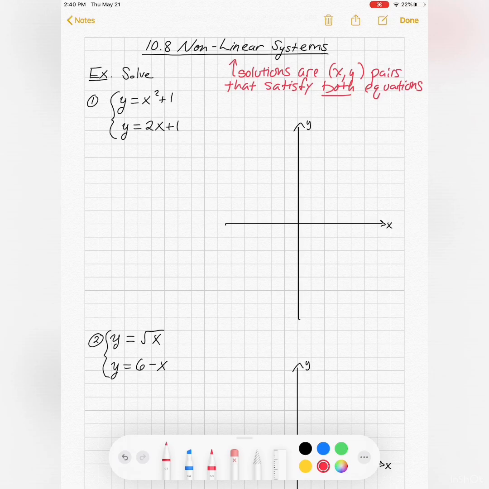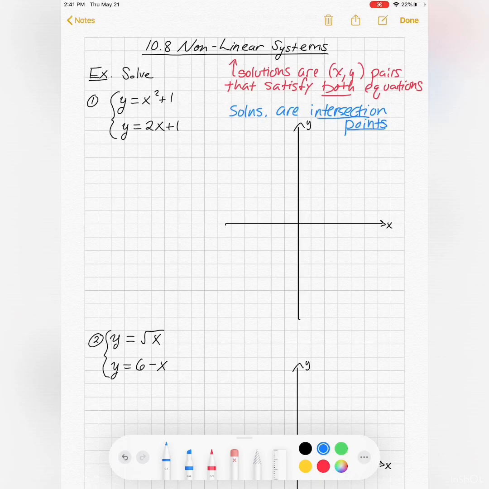if I have an x, y pair that satisfies both equations, then that point is a point on both graphs. So it would be a point that both graphs have in common. So solutions graphically would be intersection points, or in other words, points where the two graphs cross, points they have in common.